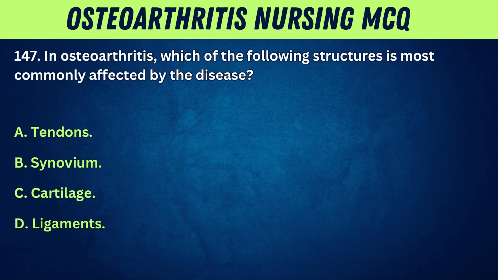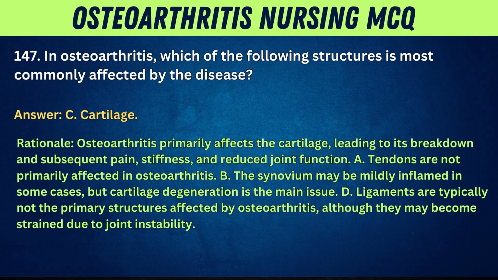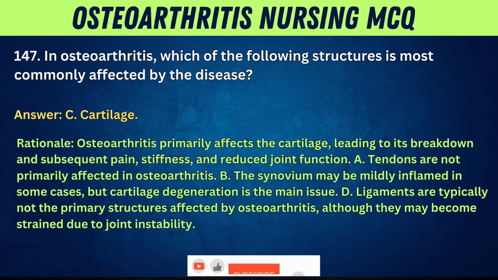147. In osteoarthritis, which of the following structures is most commonly affected by the disease? A. Tendons. B. Synovium. C. Cartilage. D. Ligaments. Answer: C. Cartilage. Rationale: osteoarthritis primarily affects the cartilage, leading to its breakdown and subsequent pain, stiffness, and reduced joint function.